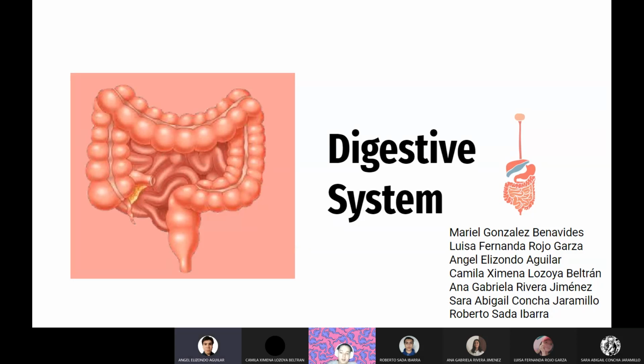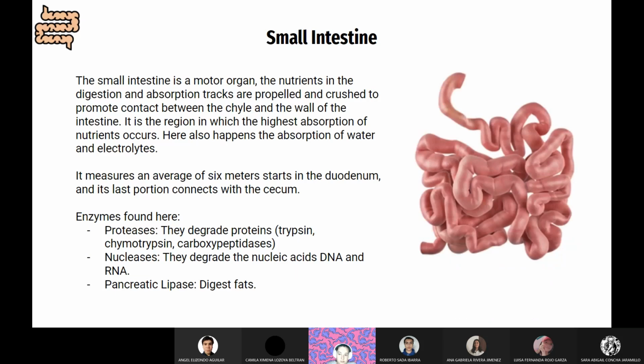We are going to talk about the second part of the digestive system, which is the small and large intestine. The small intestine. The small intestine is a motor organ.